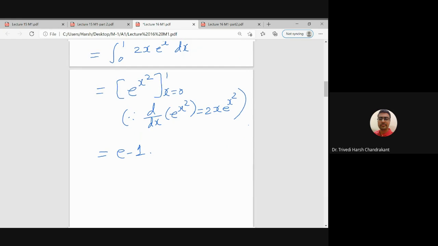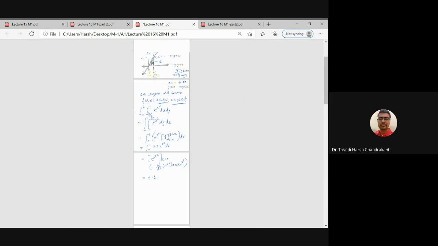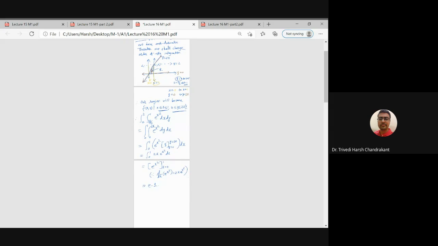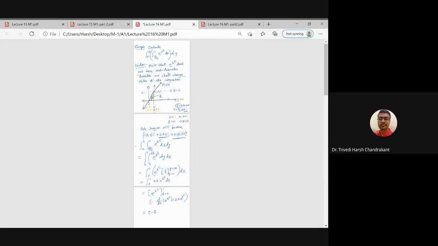So for some integrals, when we are not able to integrate the function directly, changing the order of integration helps to evaluate the given integrals.